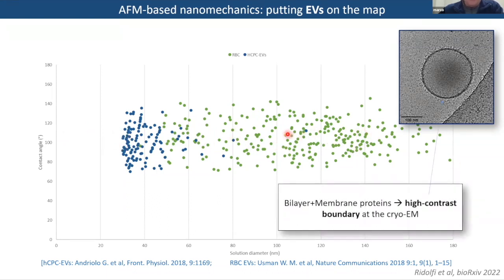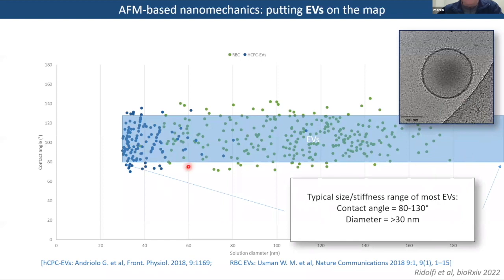And at cryo-EM, all the EVs always show, as I told you before, this high contrast boundary, which corresponds to the bilayer and probably also to decorating membrane proteins, okay? So we can block out this region of the scatter plot and assign it to the most probable place where EVs will end up showing, okay?